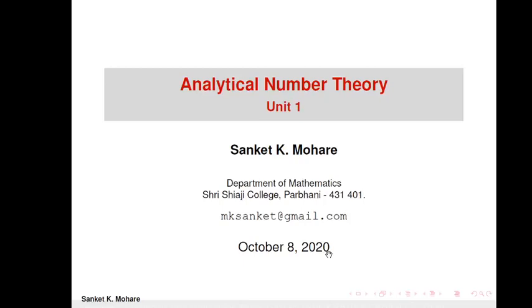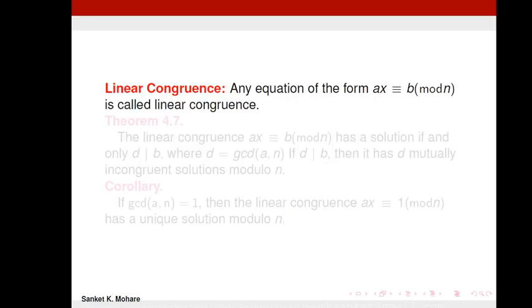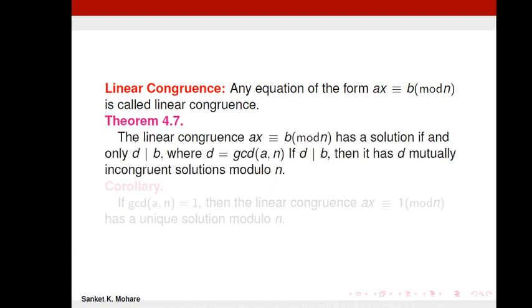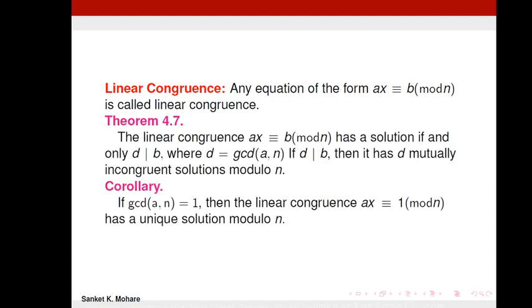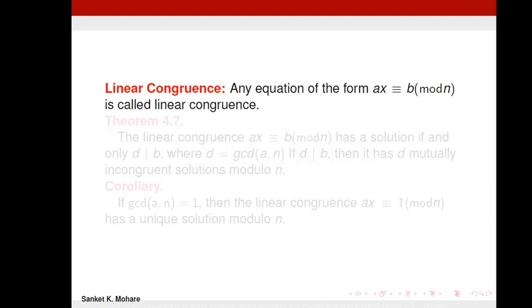In this video, we are going to discuss Chinese remainder theorem. And in earlier lecture, we discussed linear congruence and the theorem and corollary. So, any equation of the form Ax congruent to B modulo n is called linear congruence, where A, B are integers, n is a fixed integer.